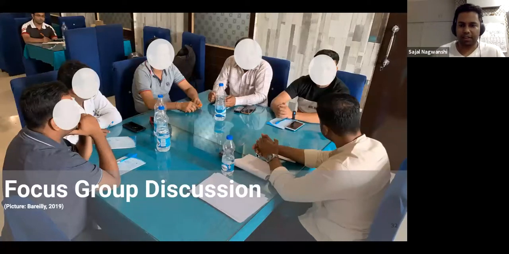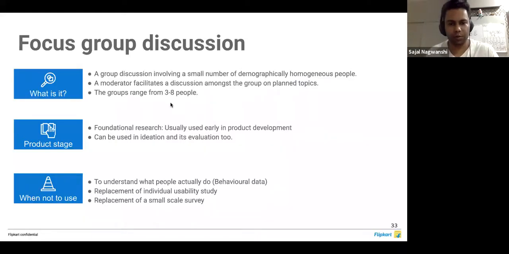A focus group discussion usually has about 4 to 8 people of the target user group, and they have a discussion on particular topics, which is moderated by a user researcher. So in a focus group discussion, what usually happens is that you have targeted user groups, and usually it ranges between 3 to 8 people. And usually I go for about 5 participants because it's easy to hold that discussion and hold their attention while the discussion is going on.